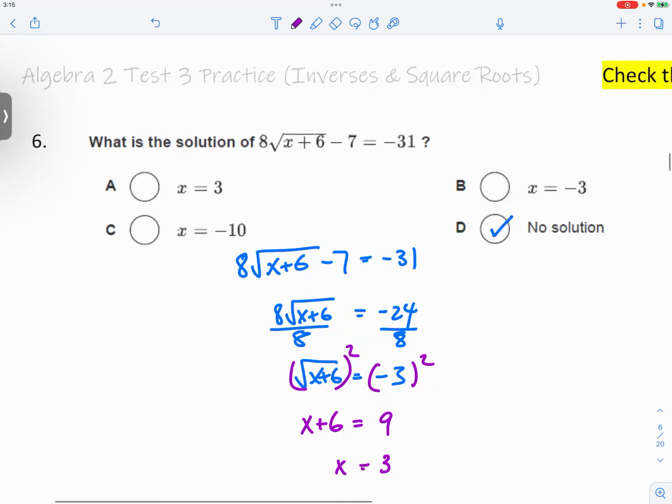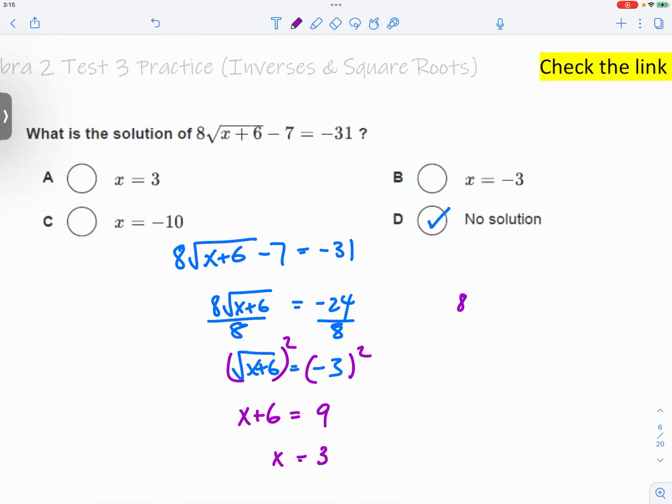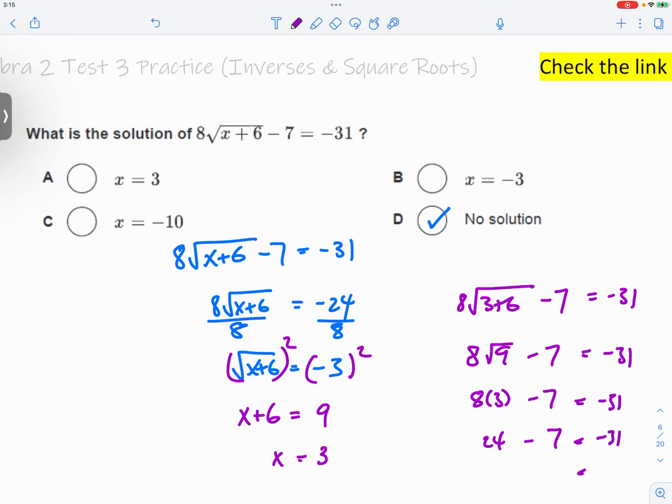So if you say you got 3 and then you actually put the 3 back in to check, you'd be like, oh, actually, this is square root of 9, right? And this is going to be 8 times 3. And that will be 24 minus 7. And 24 minus 7 is 17. And 17 does not equal 31. Then you would know that this is not true. And therefore, you would know that there's no solution.